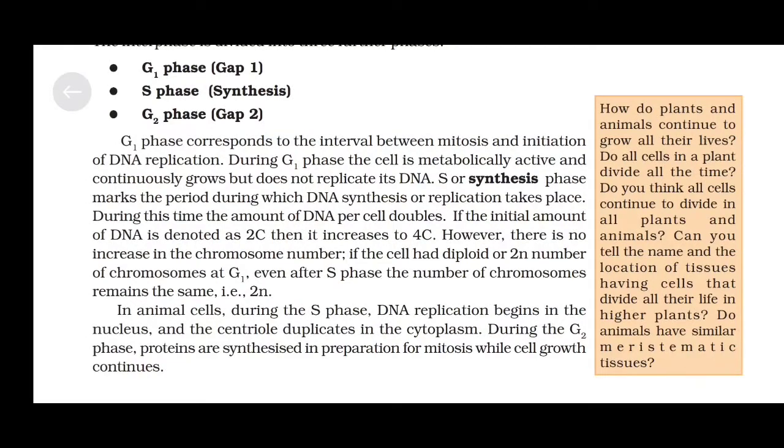If the initial amount of DNA is denoted as 2C, then it increases to 4C. However, there is no increase in chromosome number. If the cell had diploid or 2n number of chromosomes at G1, even after S phase, the number of chromosomes remains the same, that is 2n. In animal cells, during the S phase, DNA replication begins in the nucleus and the centriole duplicates in the cytoplasm. During the G2 phase, proteins are synthesized in preparation for mitosis while cell growth continues.